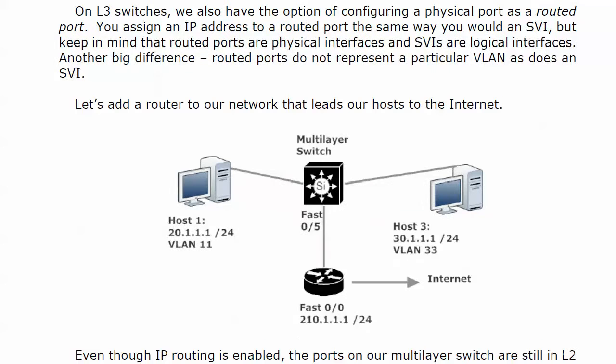Now we also have the option of configuring a physical port as a routed port. It's also called a layer 3 port. You might want to look for that term as well. Now we assign an IP address to a routed port the same way we do to an SVI, but routed ports are physical interfaces, SVIs are logical interfaces, and routed ports do not represent a particular VLAN as does an SVI.